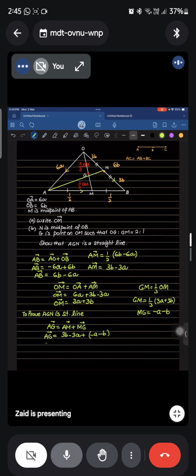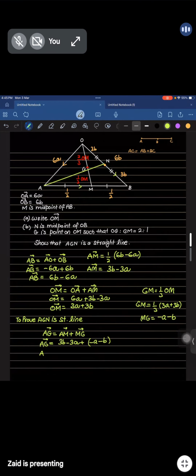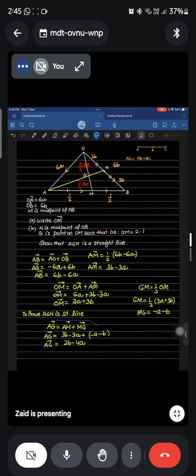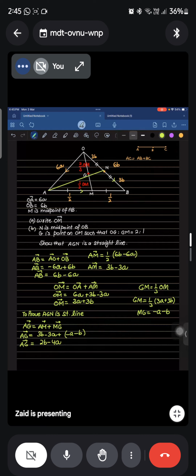So AG is coming out to be 3B minus A is 2B and minus 3A, and minus, sorry, yeah, it's 4A. Okay. Alright? Yes, I'm doing the right thing. Okay. I figured out AG. Now I have to find GN.